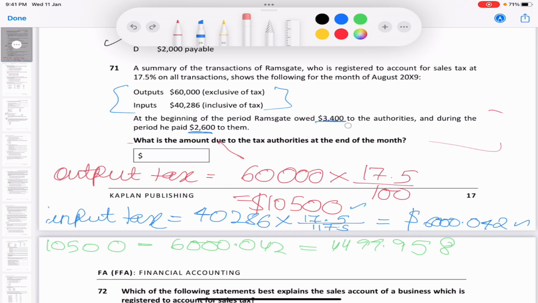He also owed 3,400, that's given in the question. So let's add that. He has to give this much more. So what is the total amount due? 3,400 plus the whatever. So he is due 7899.958. This much is due. From this he has already paid 2,600, so let's subtract that. That would give me 5299.